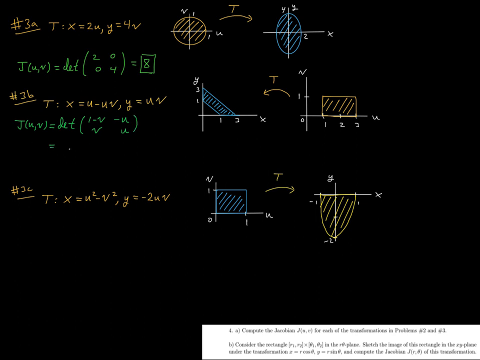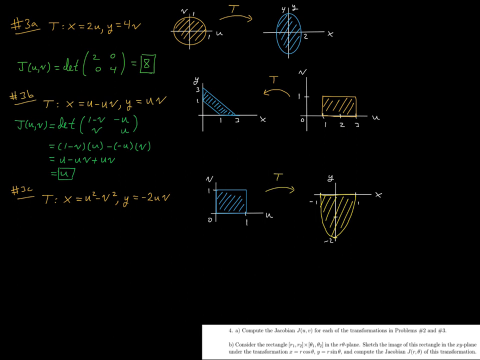All right, so we get 1 minus v times u. There's that product. And then minus u times v. So let's clean this up a little bit. We're going to get u minus uv, and then this is plus uv. So those are going to drop out, which is nice. And that simplifies to u.